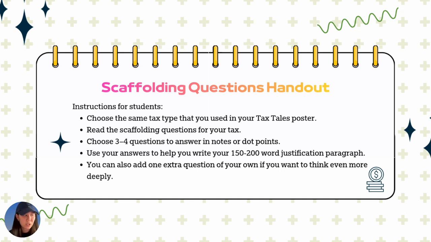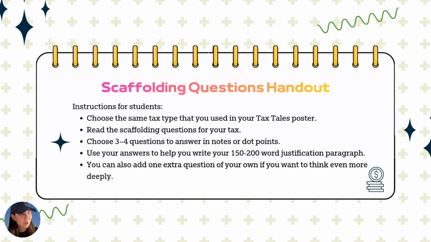Here's the instruction, and here's what I want you to do now. Open the scaffolding questions handout. Scroll to the section that matches your text, read the questions carefully, and choose 3 to 4 that you find most interesting or most helpful. In your notebook or in a new document, write short notes or dot points answering those questions. This planning step should take you about 6 to 8 minutes. Please pause the video now, complete your notes using the scaffolding questions, and then come back when you're ready.